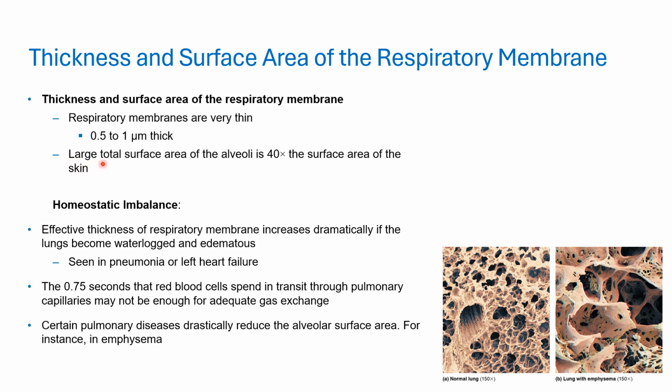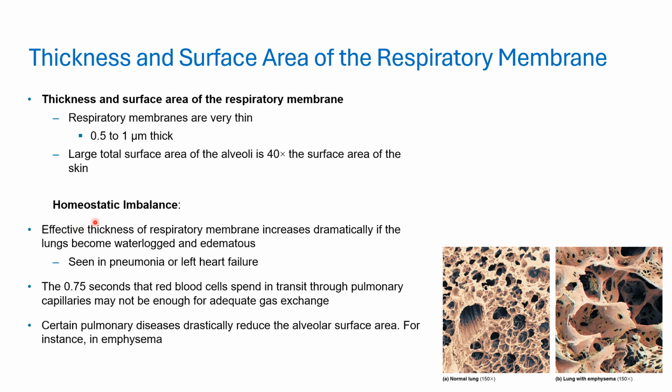And then there is a large total surface area of the alveoli, which is 40 times the surface area of the skin. So if we spread out the alveoli, the surface area is 40 times more than our skin. And what can go wrong if this respiratory membrane becomes thick due to some disease? Then the gas exchange is going to be affected, and it is going to be reduced.